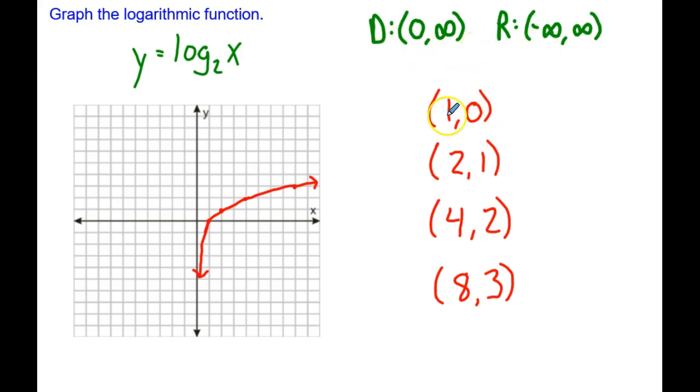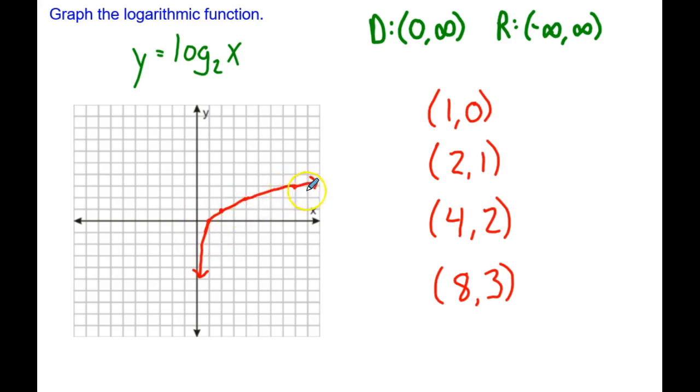Some key points to this graph: if we have x values 1, 2, 4, and 8, corresponding y values are going to be 0, 1, 2, and 3. So if we plot those points and draw our smooth curve through there, we have our general outline for y equals the log base 2 of x. Some key things to notice in this graph: as our x values get closer and closer to 0, our y values are going to start decreasing very rapidly. X is never equal to 0, which we can see by the domain, so this is going to start decreasing, approaching negative infinity very rapidly as x gets very small, close to 0.